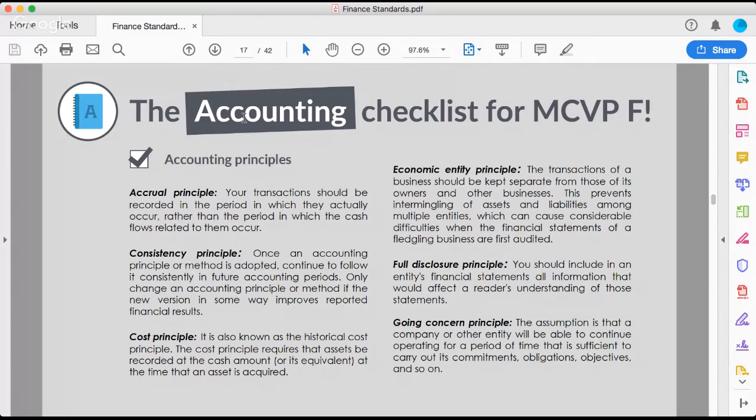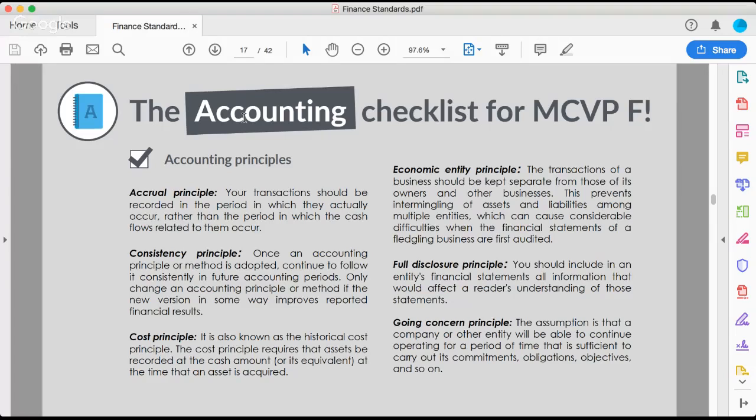Thirdly, the cost principle. The cost principle means that if you buy something, the asset should be recorded at the time that an asset is acquired. So take, for example, you buy a printer. You cannot just say, I'm going to buy this printer in 6 terms of payments. No, you need to take the full payment at once, and then later you can start to make that amount less, because also the asset becomes less.